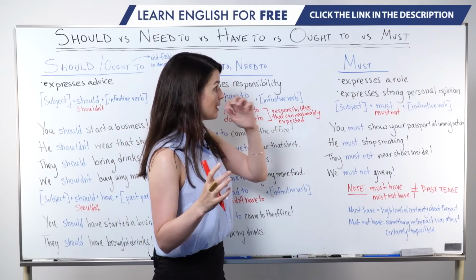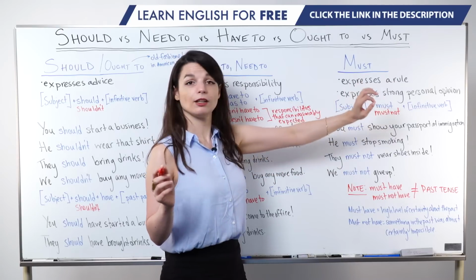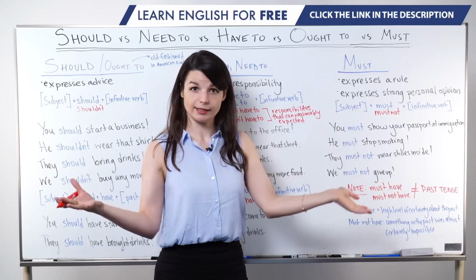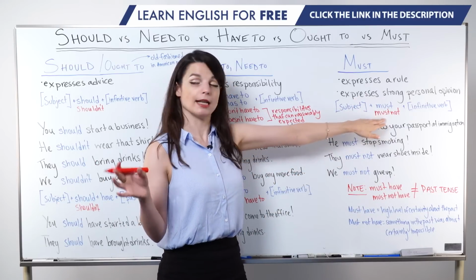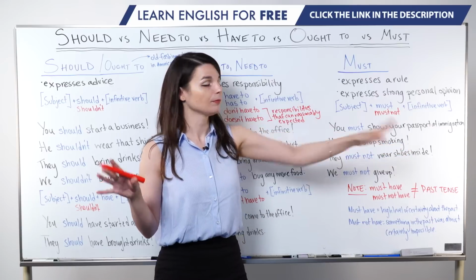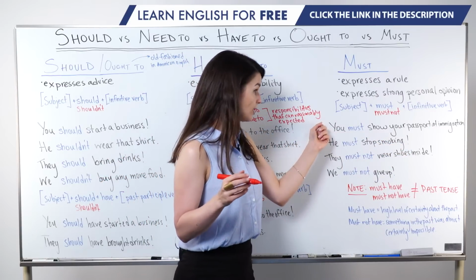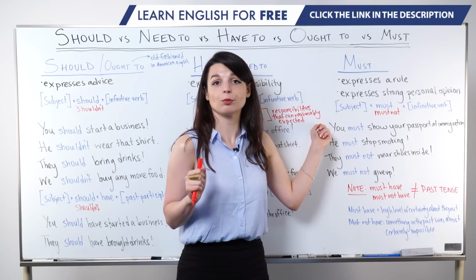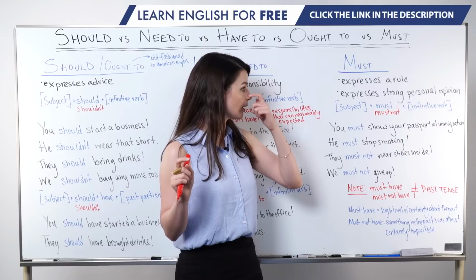So to make sentences with must, we use subject plus must plus an infinitive verb to make a positive. To make a negative, we use subject plus must not plus infinitive verb. So, some examples. You must show your passport at immigration. This is a rule.